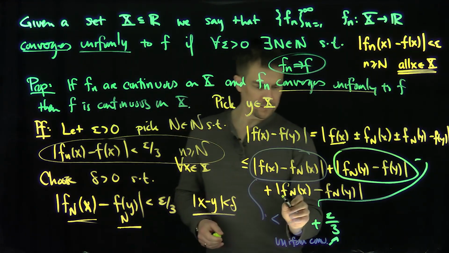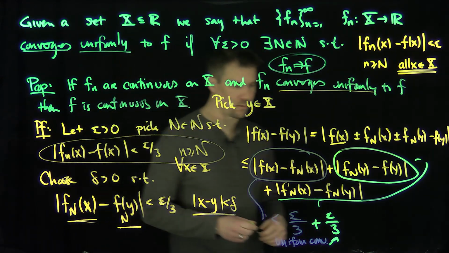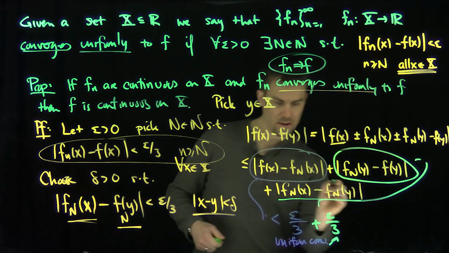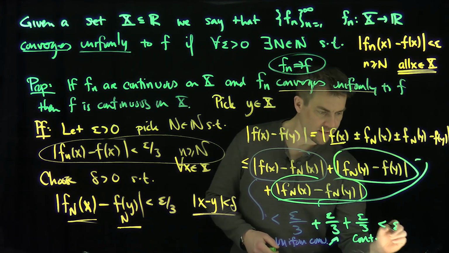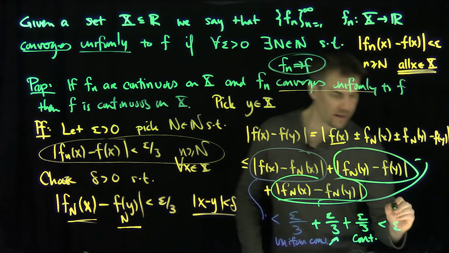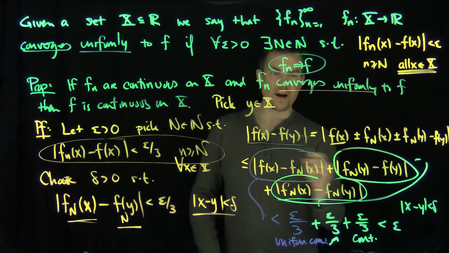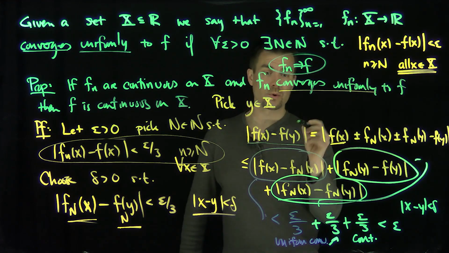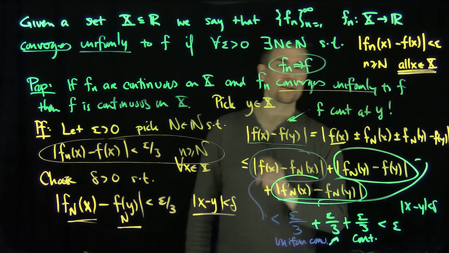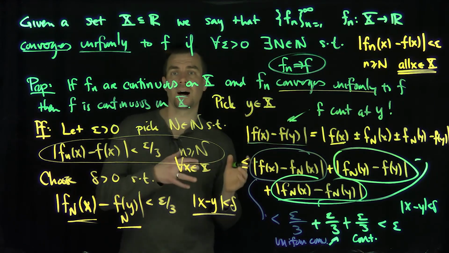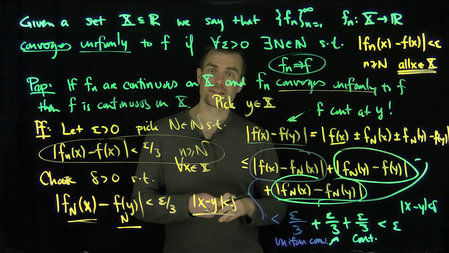And this final term, F_N(x) minus F_N(y), by the continuity, is less than epsilon over 3. So all total we get less than epsilon, provided that |x - y| is less than delta. So if |x - y| is less than delta, |f(x) - f(y)| is less than epsilon, and that shows that the function f is continuous at y. And therefore, the uniform limit of continuous functions on a set converges to a continuous function on that set. Thank you very much.